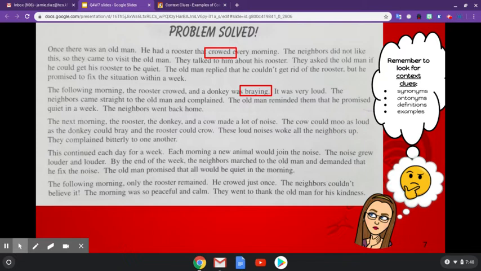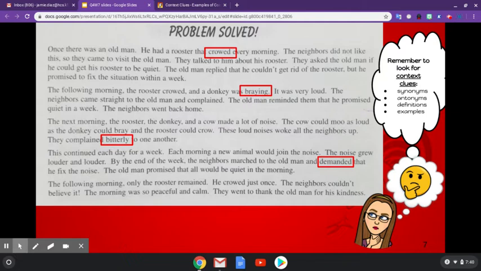It was very loud. The neighbors came straight to the old man and complained. The old man reminded them that he promised quiet in a week. The neighbors went back home. The next morning, the rooster, the donkey, and a cow made a lot of noise. The cow would moo as loud as the donkey could bray, and the rooster could crow. These noises woke up all the neighbors. They complained bitterly to one another.